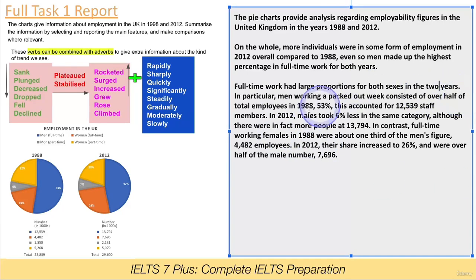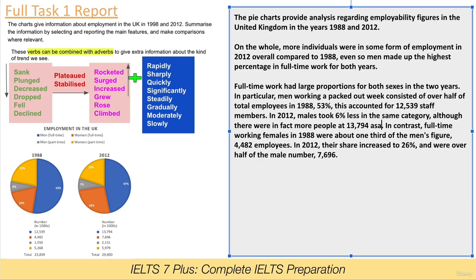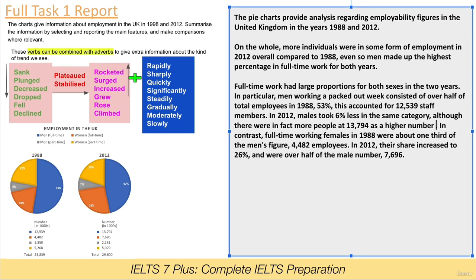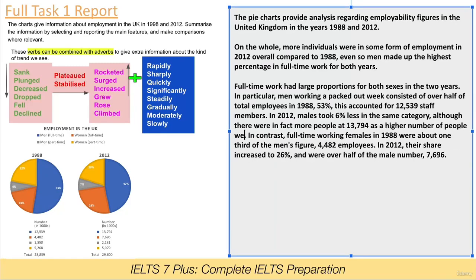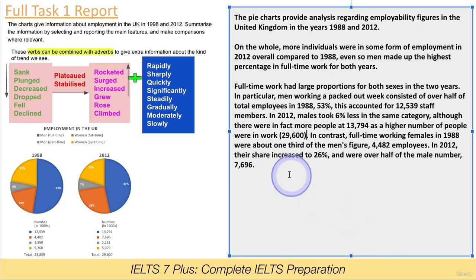Okay, I just want to add, as a higher number of people were in work, 29,600. Okay, I think that's a nice addition. So we're just explaining the difference there.